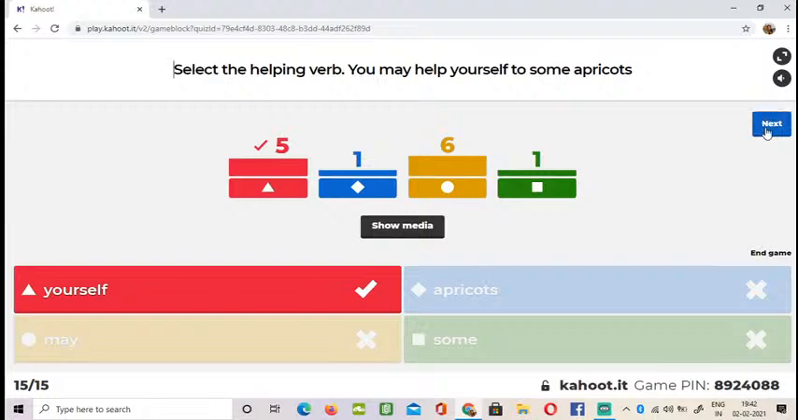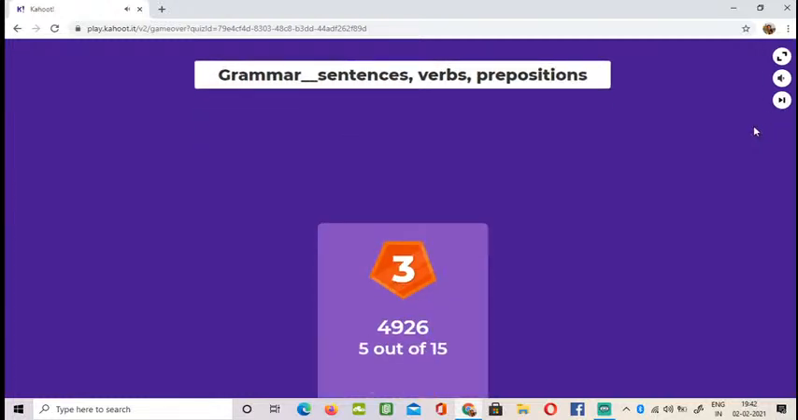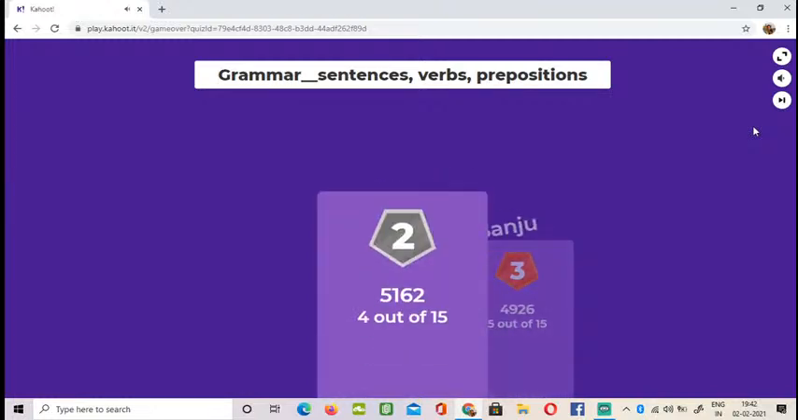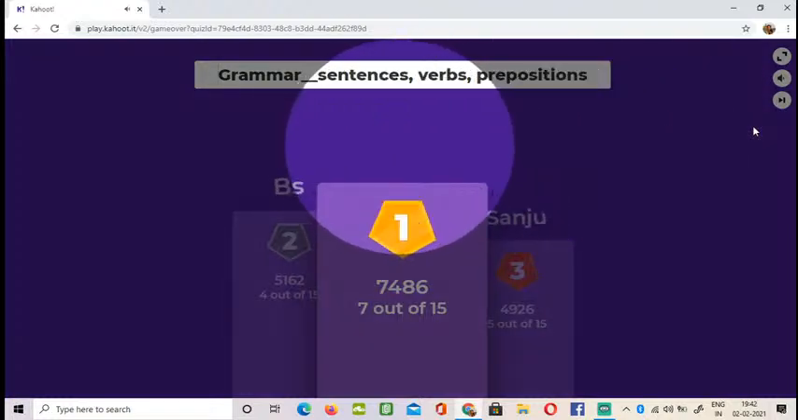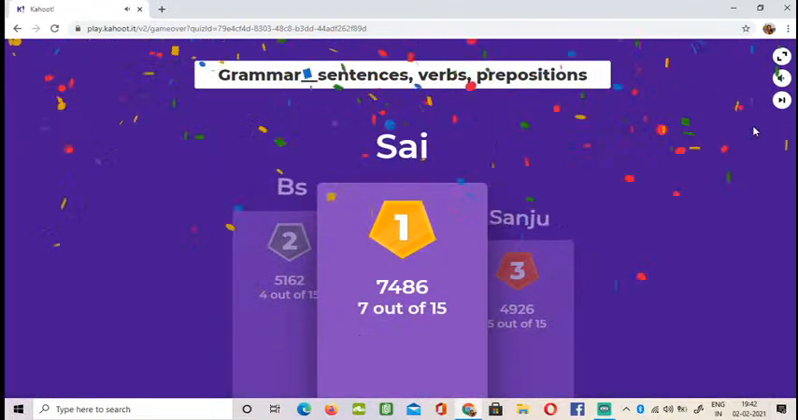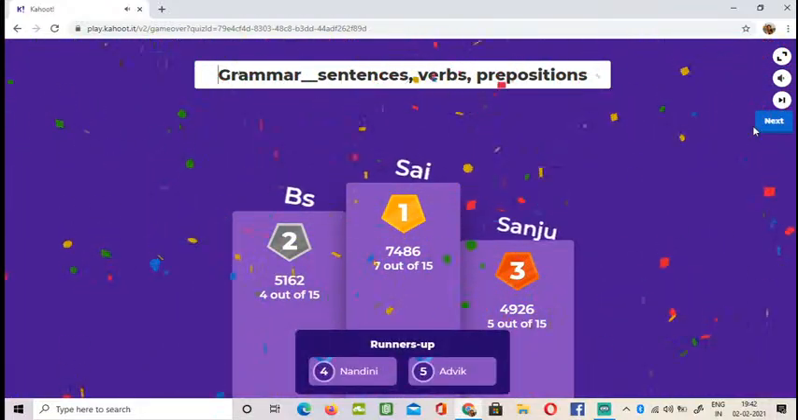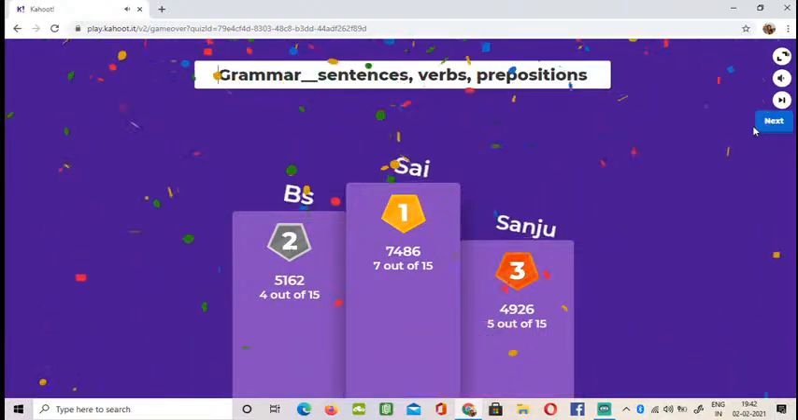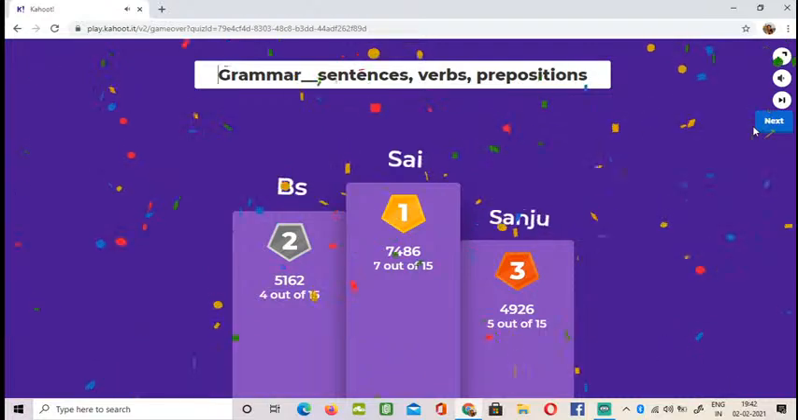Let's see the podium now. Sanju is in the third, and BS is in the second. Sai is in the first, and that's very good. I congratulate all of you. And runner-ups are Nandini and Advik. That's very good, and I hope you all will keep up the same.